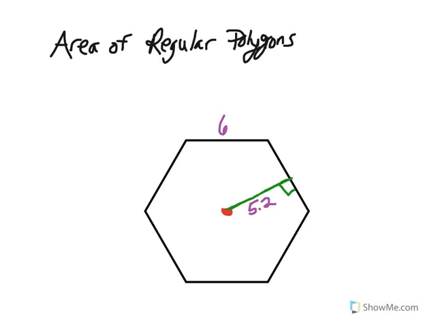Okay, let's try this problem. We know one side is 6. We know the apothem is 5.2. We know the area is 1/2 the apothem times the perimeter. First thing you need to do is find the perimeter, because we know the apothem is 5.2. Please pause the video and find the perimeter.